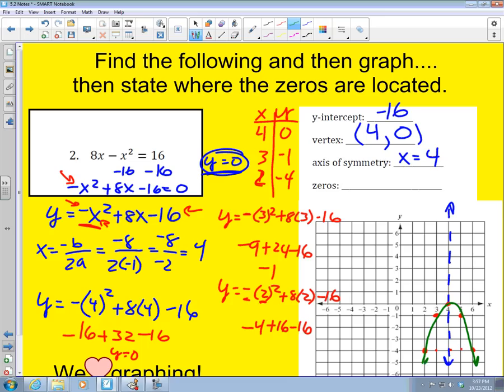And voila. There we go. Zeros. How many zeros are there? There's only 1. If the vertex is what crosses the x-axis, you only have one solution, 1 zero. So 4 is our zero, or our solution.